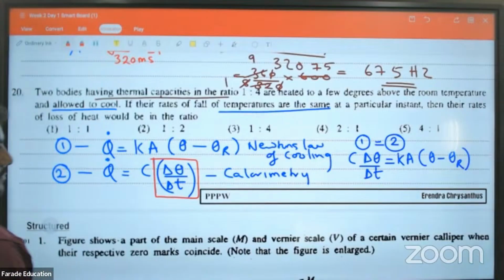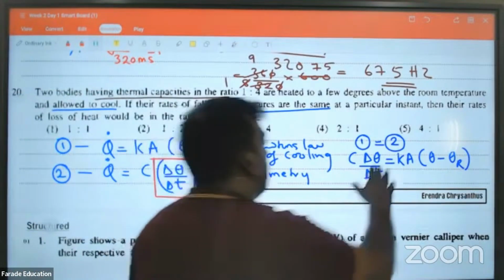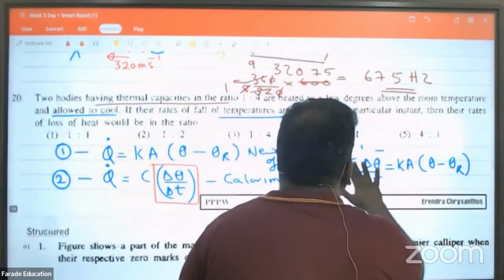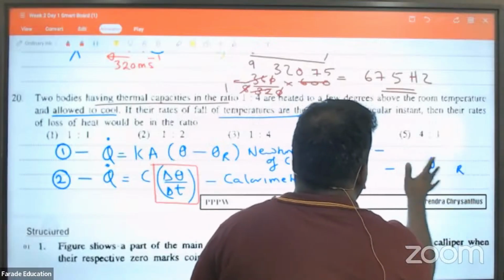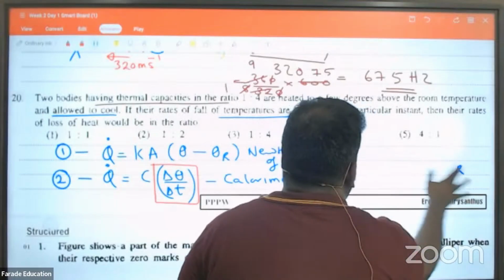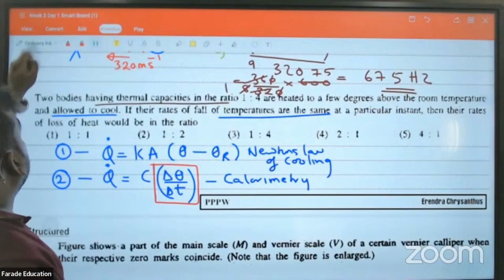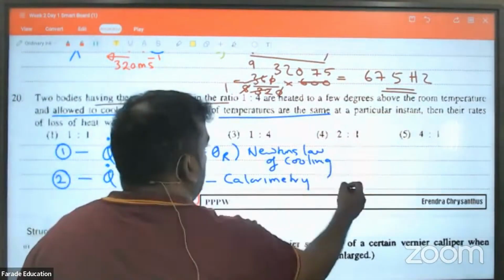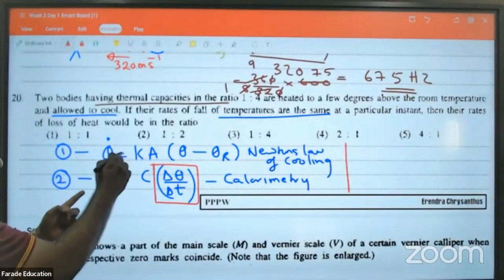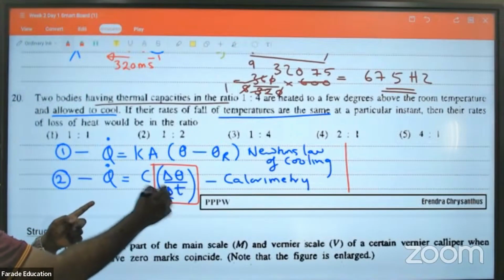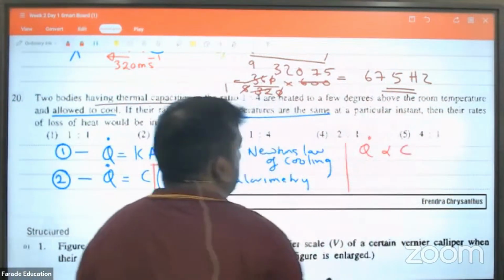Don't be in a hurry. No need to equate, we can completely erase this. Now just look directly. What can you say? Do I need this? No. Heat capacity is given. This is the same, so Q dot is proportional to heat capacity.